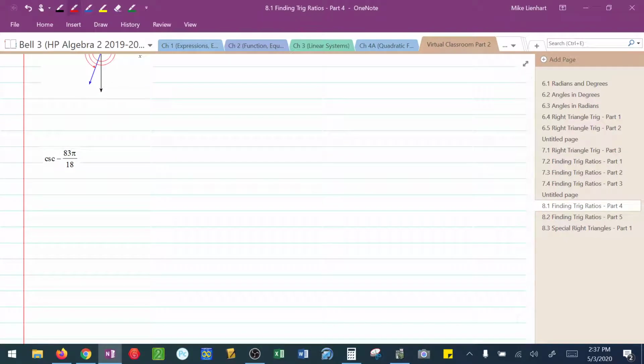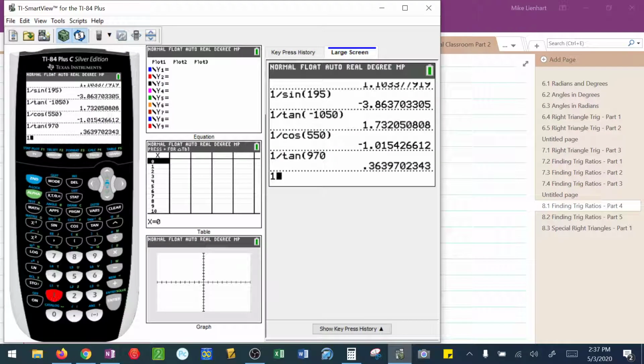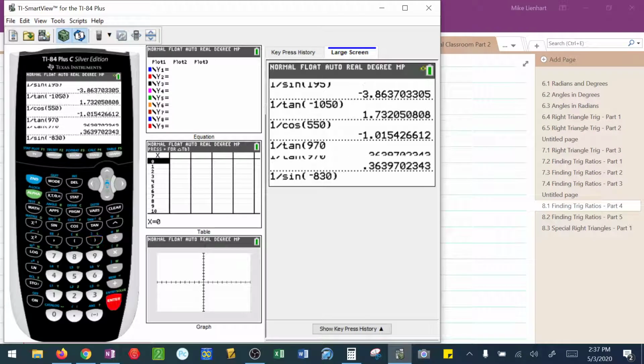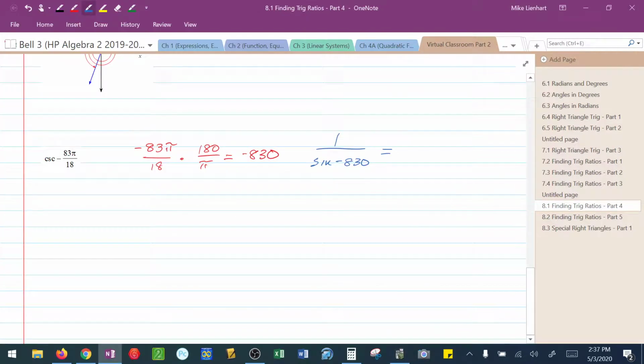And then one more here. I've got the radian measure of -83 pi over 18. I'm going to change that to degree mode, which gives me -830. The cosecant is the reciprocal of sine. So this would be 1 divided by the sine of -830, which would give me -1.0642.